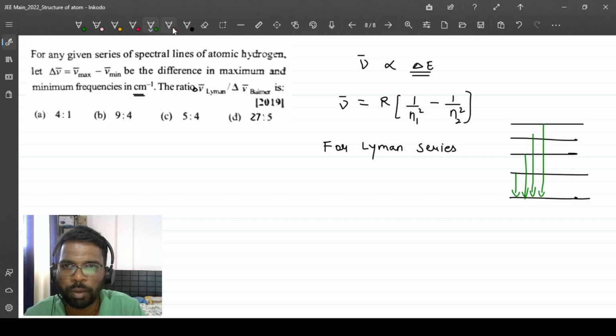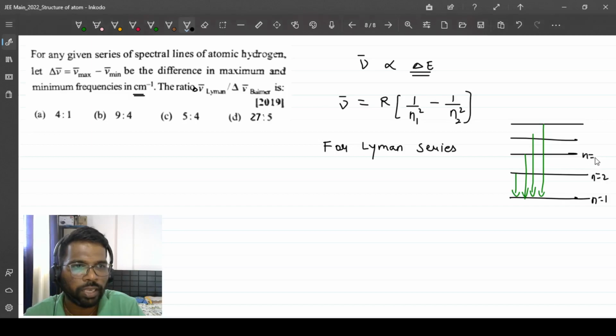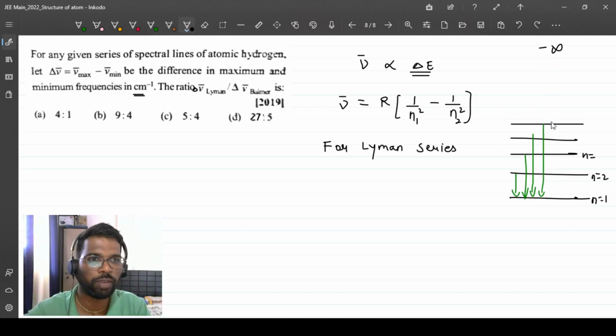Maximum wave number will be from the de-excitation from infinity to 1. So this is n equal to 1, this is n equal to 2, this is n equal to 3, and there is one line which is the jump from infinity to 1. That will be the maximum value.